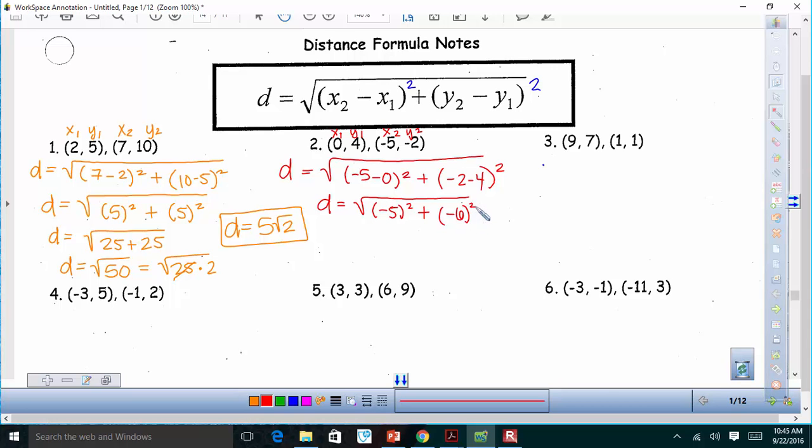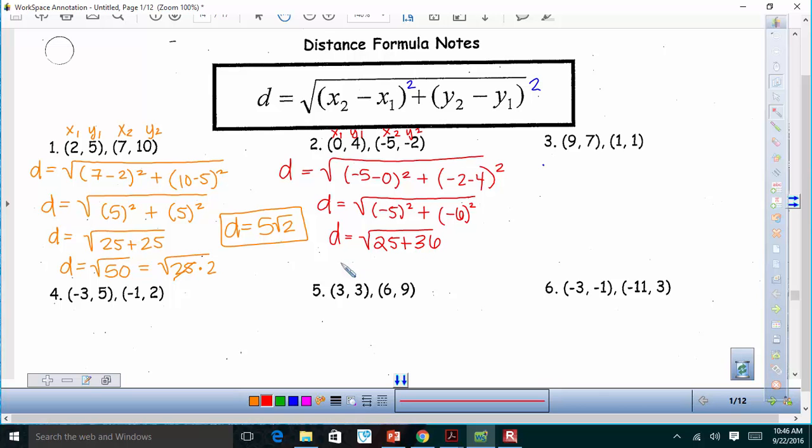Negative 6. Okay, can anybody tell me what happens when you take a number and you square it? It's positive. It's always going to be positive. So if you put it in your calculator and you get a negative, it's because you're not using parentheses, and then your answer is going to end up being wrong. So for these problems, remember, when you square it, it should always be positive. So I know that 5 squared, or negative 5 squared, is 25, plus 6 squared is 36.